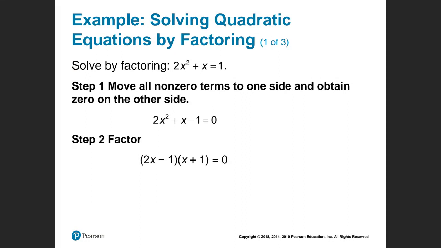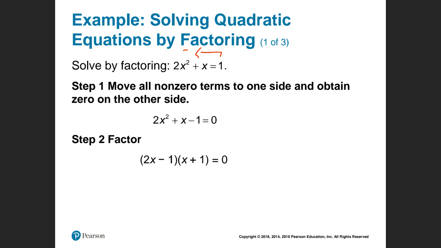Now let's go to an example. Solve by factoring: 2x squared plus x equals 1. Remember step 1: move all nonzero terms to one side and obtain 0 on the other side. So we move 1 to the left, and it becomes negative. So 2x squared plus x minus 1 equals 0.